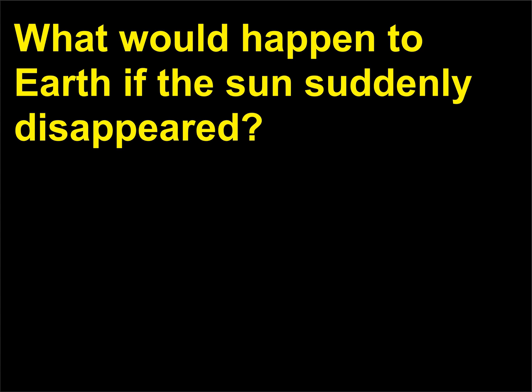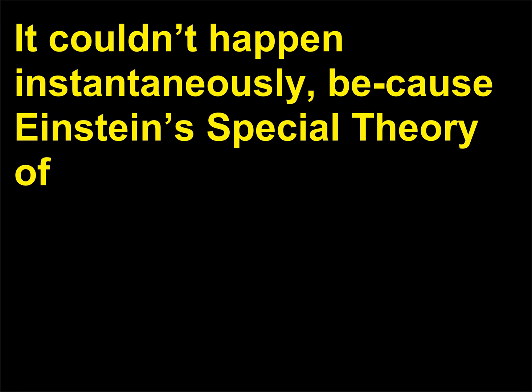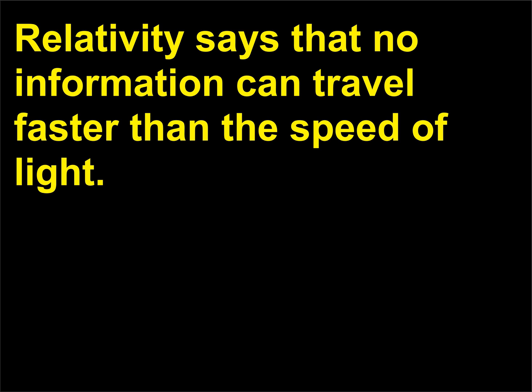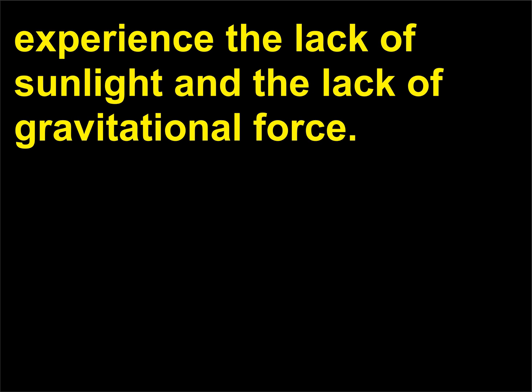What would happen to Earth if the Sun suddenly disappeared? How soon would Earth recognize that the Sun's gravitational field was gone? It couldn't happen instantaneously, because Einstein's special theory of relativity says that no information can travel faster than the speed of light. So, it would take about 8 minutes before Earth would both experience the lack of sunlight and the lack of gravitational force.